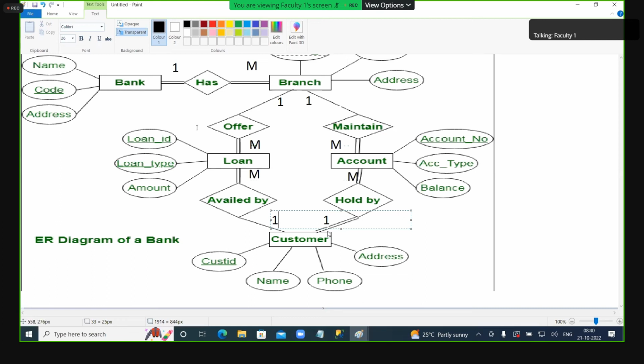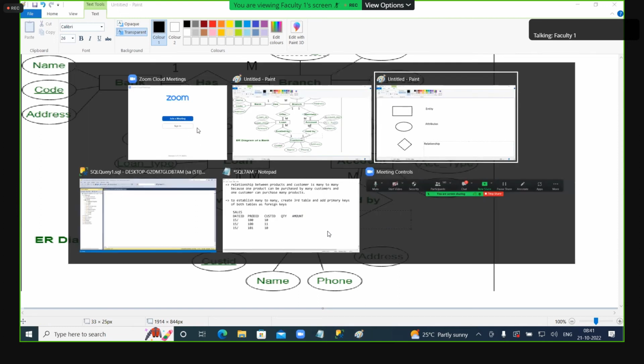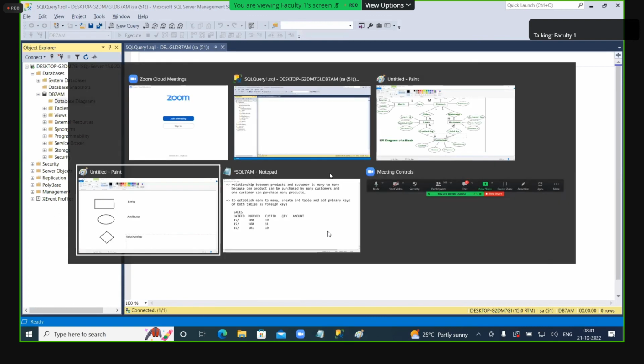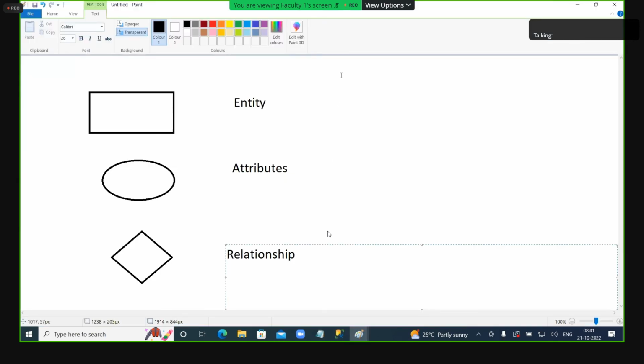Then this ER model is converted into a relational model. ER model is converted into what? Relational model. Okay? So the ER model is there, and this ER model is converted into the relational model. Listen first: what is this ER model?